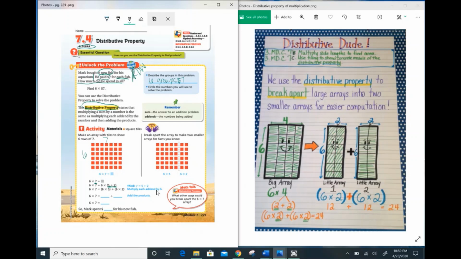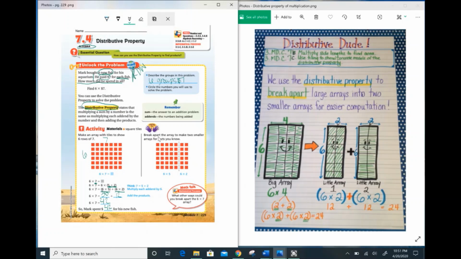So that's what we wrote here: 6 times 5 plus 6 times 2. I know that 6 times 5, let me use my 5s: 5, 10, 15, 20, 25, 30. So 6 times 5 is 30. And I know 6 times 2 is 12. Now I need to add 30 plus 12. That is 42. So 6 times 7 is 42. Mark spent $42 for his new fish.